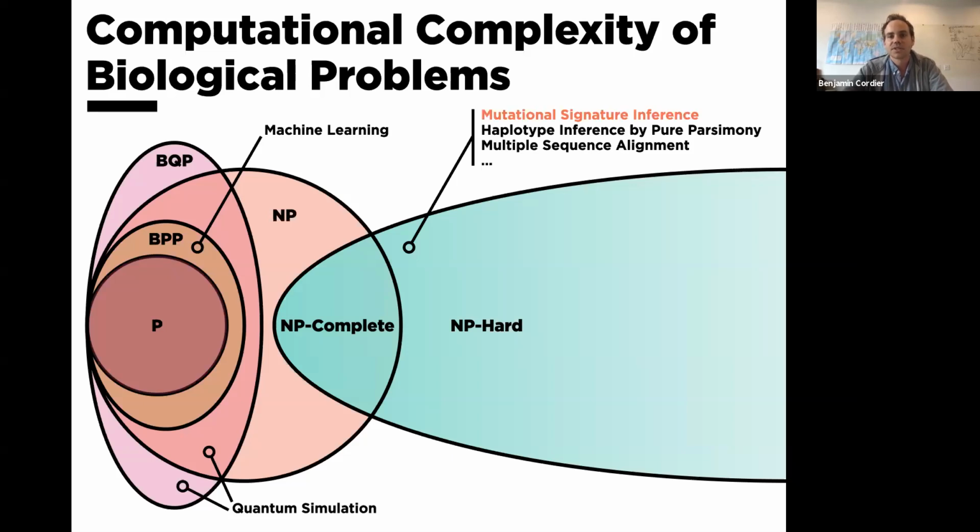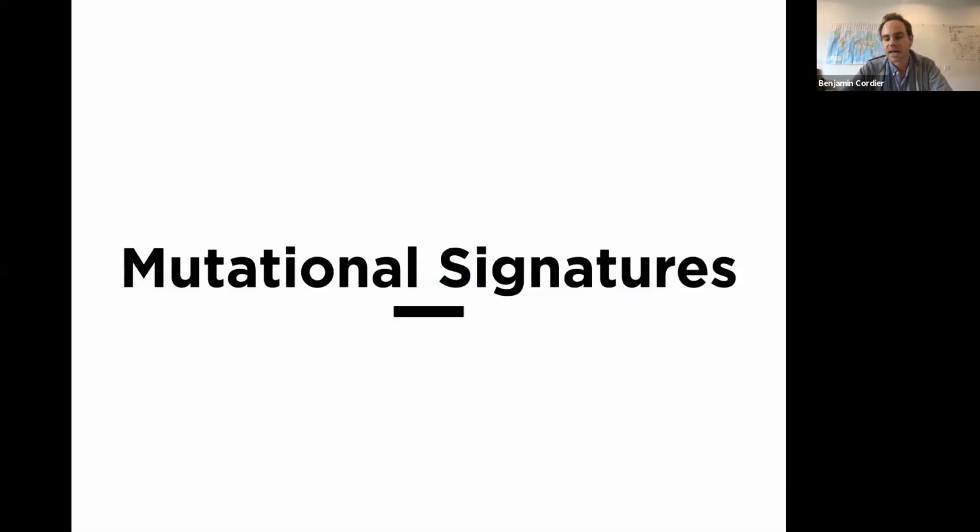And so I'm going to focus in on this problem of mutational signature inference. But before I get into that, I'm going to tell you a little bit about what a mutational signature is. This is a pretty complex idea, and I'm just going to try and give you a taste of what it is. But then I'll talk a little bit about the applications.